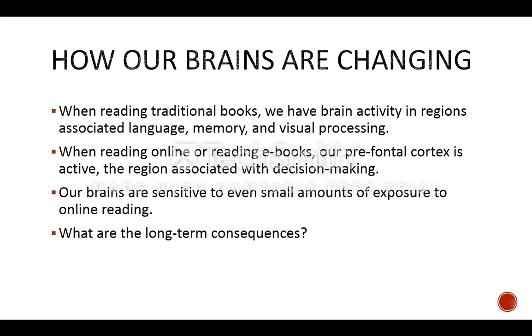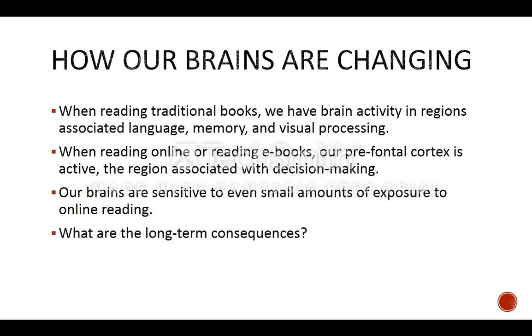So what does all this mean? It turns out that the differences we've been discussing aren't trivial or superficial ones. Changes in the way we read are literally changing our brains as well. When we read a traditional book, for example, and engage in what we call linear reading, left to right and each successive line down the page, we engage the parts of our brain associated with language, memory, and visual processing. On the other hand, when we read online or we read ebooks, our prefrontal cortex is active instead, the region associated with decision making.